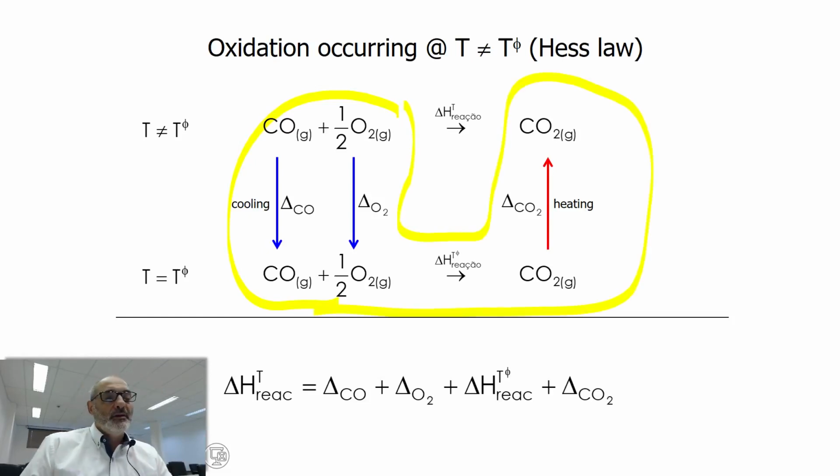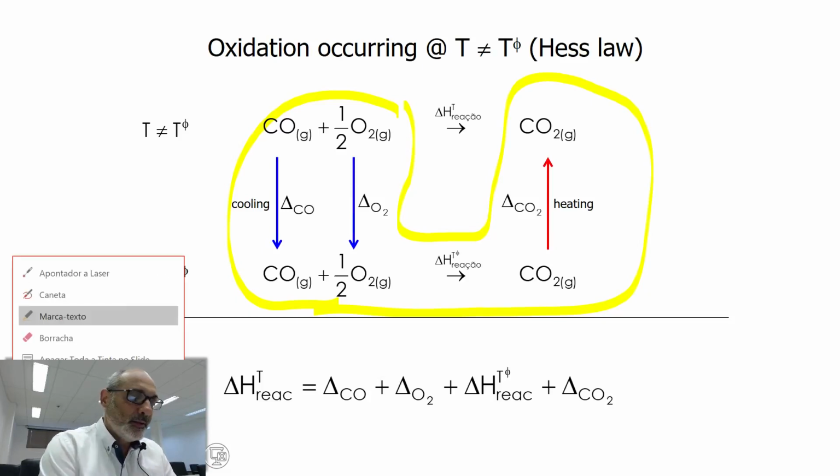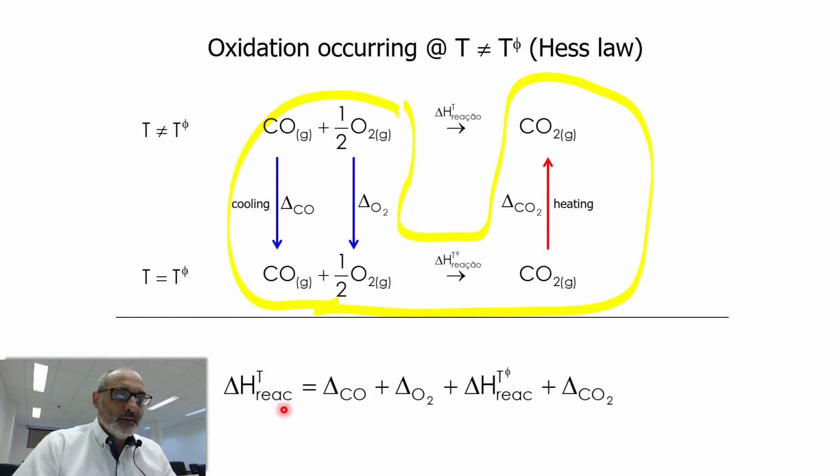You can do both things to calculate. So we're going to do this second démarche. And so the delta H is the heat absorbed by this yellow control volume. So it's equal to the heat that we removed from CO and O2 in order to bring them from 1000 degrees to 25 degrees, plus the heat released by the reaction, plus the heat absorbed necessary to reheat CO2 from 25 to 1000 degrees.